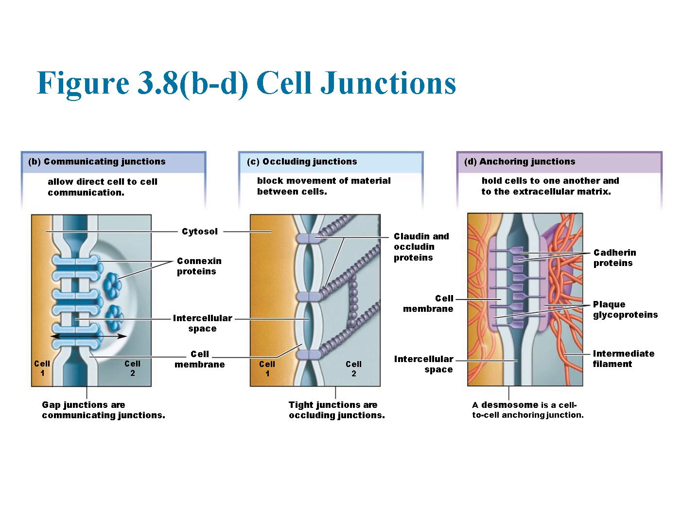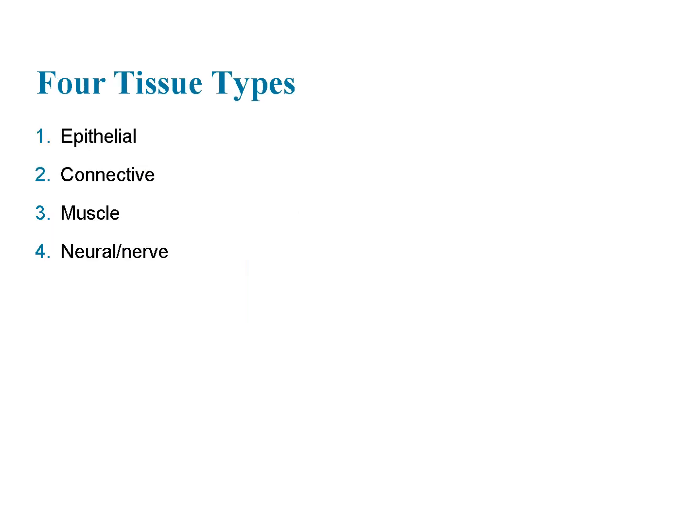Finally, there are anchoring junctions. These are like strong bolts that anchor cells to each other and to the extracellular matrix, the surrounding structure. They provide mechanical stability, especially in tissues that experience a lot of stress, like your skin. A subtype of these is the desmosome, which is a cell-to-cell anchoring junction. Each of these junctions is built with specific proteins like connexins, claudins, and cadherins, which make them perfectly suited for their tasks. Let's dive into the 4 basic tissue types that make up our bodies.